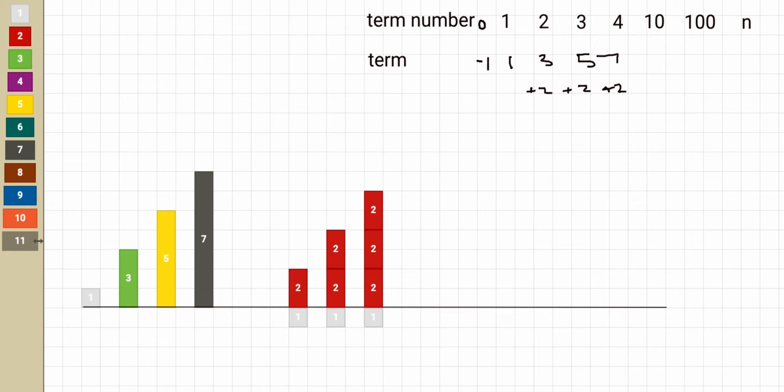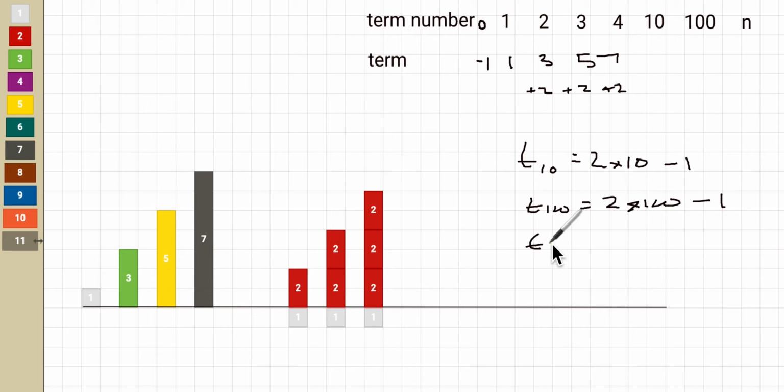So in this one here, term 10 would be a 2 block times 10 and then subtract 1, so it'd be 19. Term 100 would be a 2 block 100 times and minus 1, and Tn would be a 2 block n times but then minus 1, which would reduce it in value, which would make, if we were building it, we'd see each of these columns drop down 1 in value.